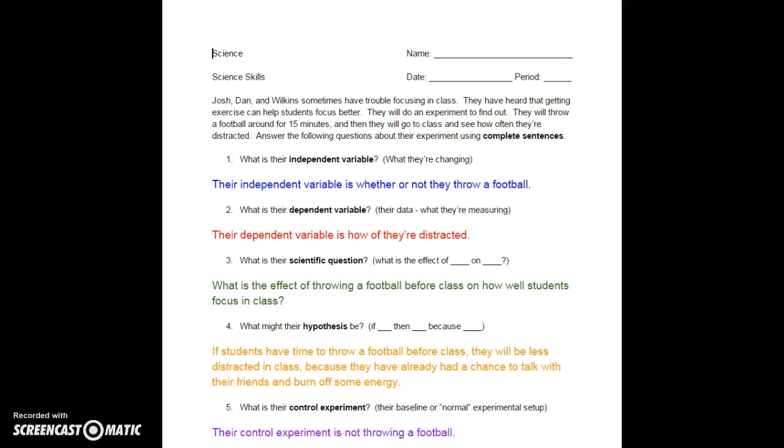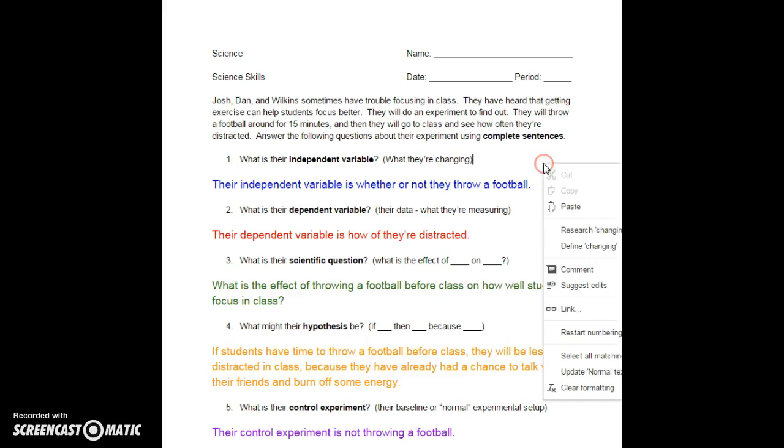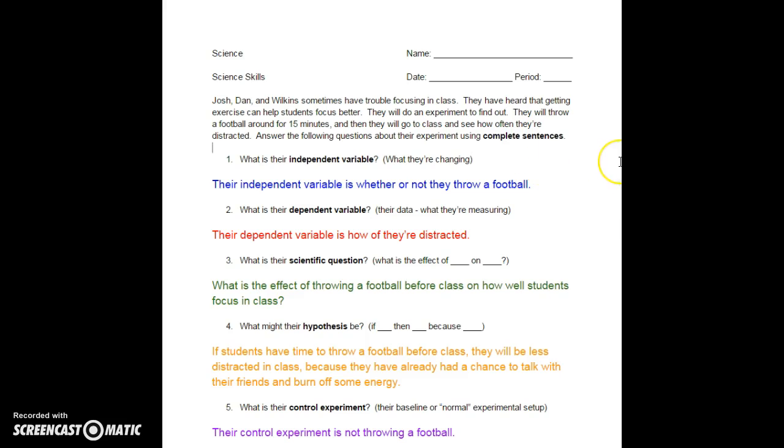Here is an example of science in real life. Yes, indeed. Josh, Dan, and Wilkins are going to apply their scientific skills, and they're going to find out whether or not throwing a football is actually as beneficial for their focus in class as they claim it is. So let's find out.